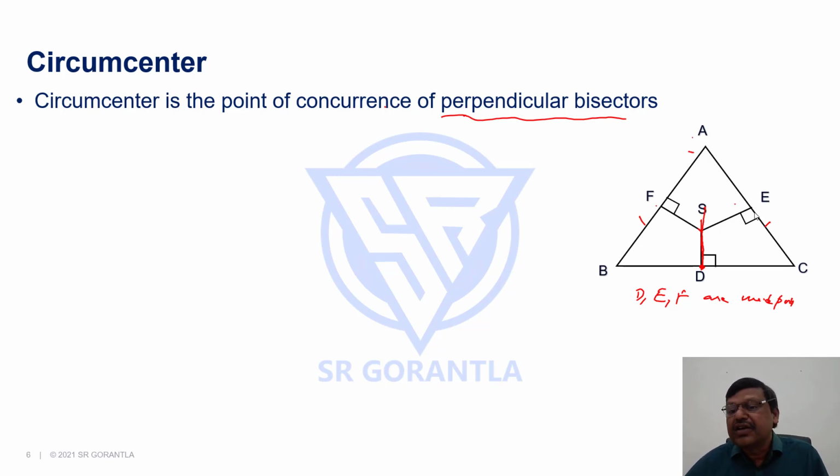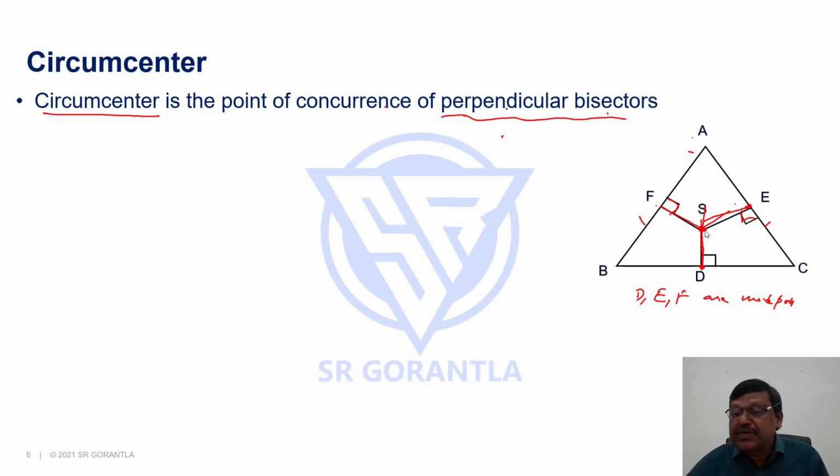Because from the midpoint, if you draw a perpendicular, it is not necessary that it should go through the opposite vertex, may or may not. Similarly, from this midpoint, if you draw a perpendicular, because you are drawing it from the midpoint, we call it perpendicular bisectors. Similarly, all these meet at a point. That point of concurrence of perpendicular bisectors is called circumcenter.